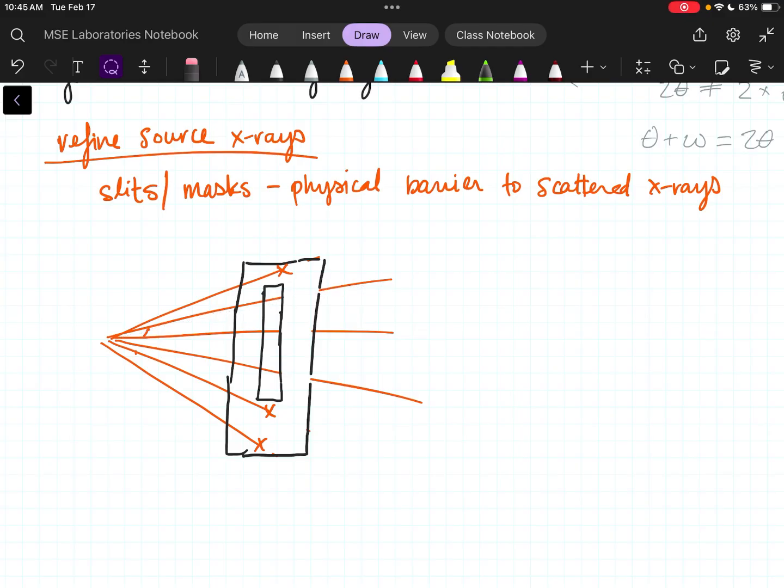So here's my three-dimensional structure. I've got these three lines that are able to pass through the opening here in the middle. And then these three got stopped by a literal physical barrier, a chunk of metal that will absorb the x-rays.